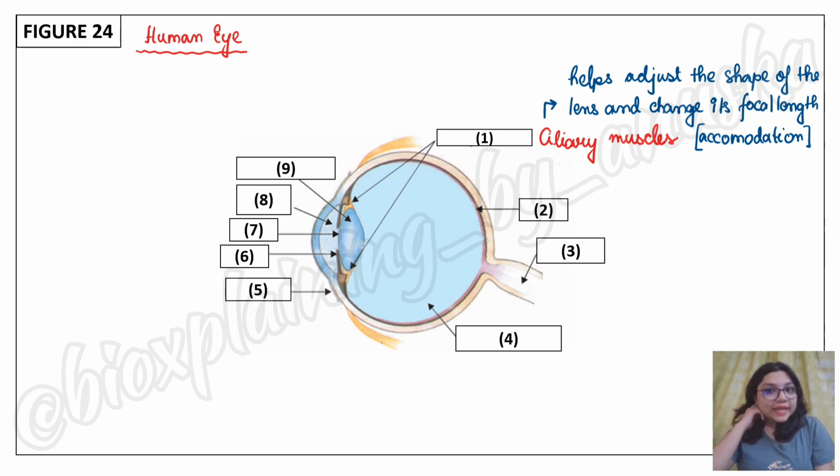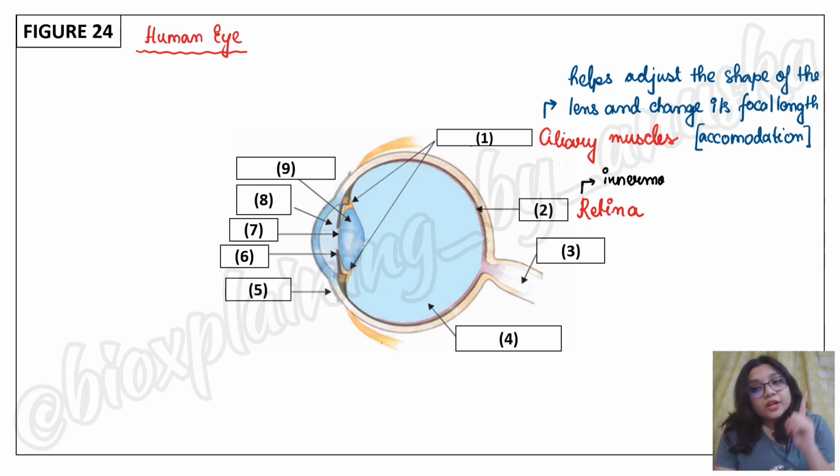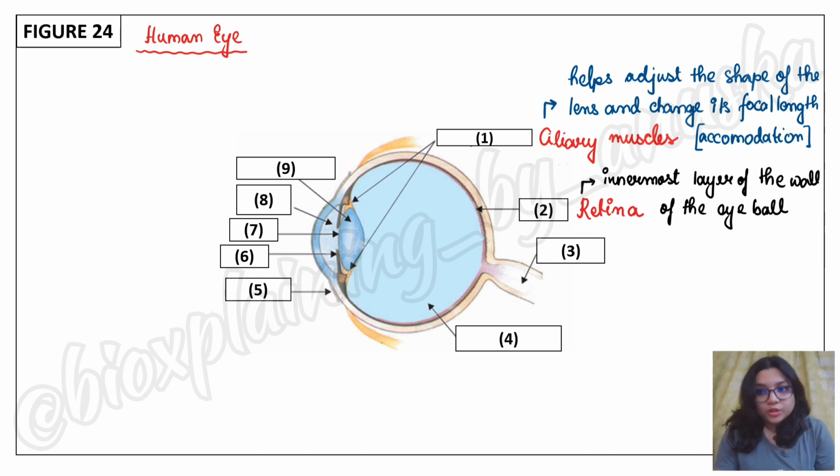So then also again, the shape of the lens will change, the focal length is going to change. ठीक है? पार्ट नंबर 2 आता है आपका रेटिना। तो रेटिना आपका क्या हो गया? It is the innermost layer of the wall of the eyeball। ठीक है? And retina is the layer on which image formation happens.